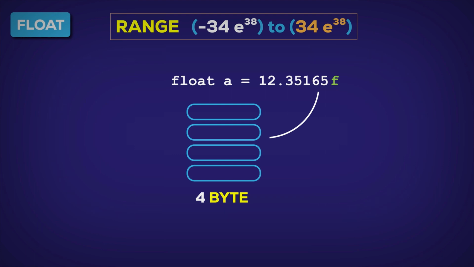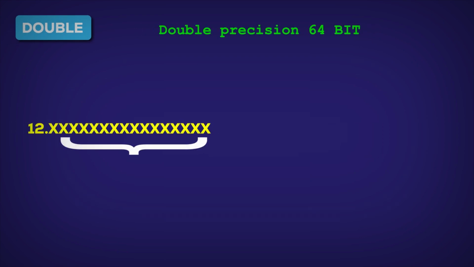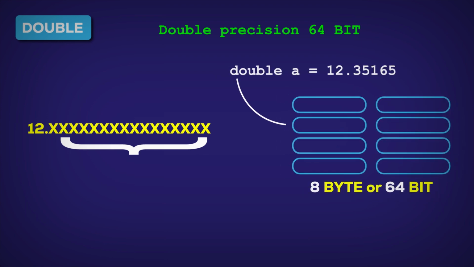Now coming to the double data type. It is a double precision 64-bit floating point. Double data type is normally chosen as the default type for decimal values. And it can store up to 15 to 16 digits of precision, and the default value is 0.0d. If we create a double value, that means 8 bytes of memory, or 64 bits of memory, gets allocated.